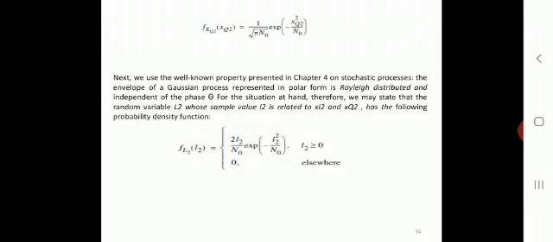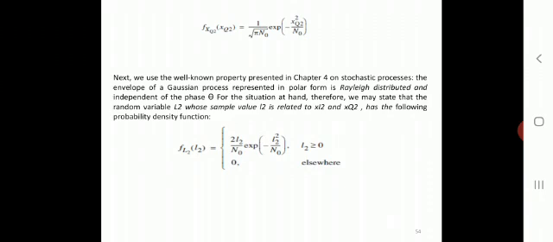Next we use the well-known property presented in stochastic processes: the envelope of a Gaussian process represented in polar form is Rayleigh distributed and independent of the phase theta. Therefore we define the variable L2, whose sample value is l2, with the following probability density function: f of L2 of l2 is equal to 2 l2 by n naught, exponential of minus l2 squared by n naught, for l2 greater than or equal to 0, otherwise it is 0.